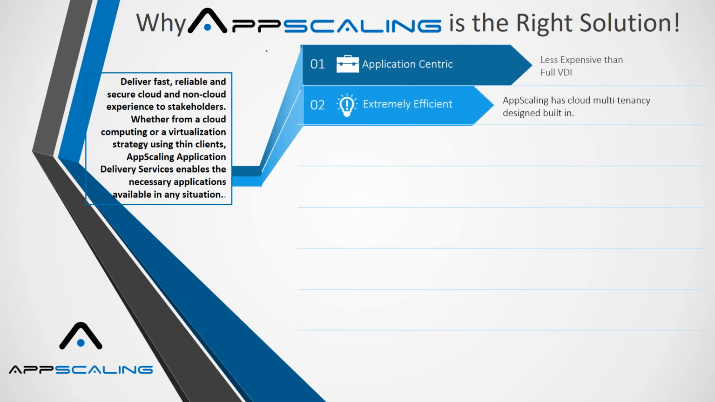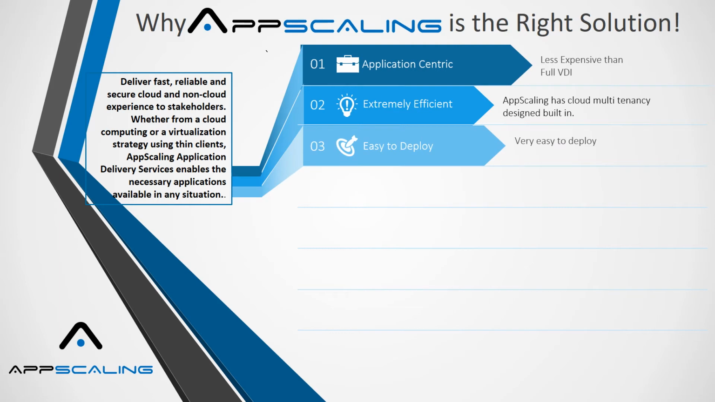It's extremely efficient. AppScaling is cloud scalable. It's scaling your app to the cloud. That's what AppScaling means. It is multi-tenancy. It has all of these cloud features associated with it. It's the best way of delivering Windows traditional applications into the cloud today.